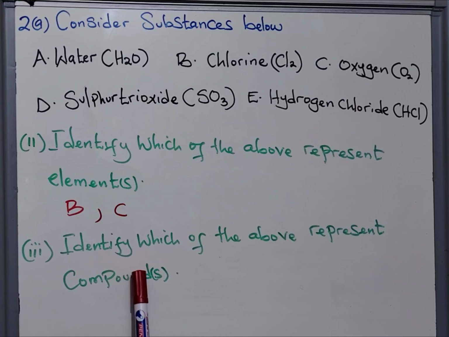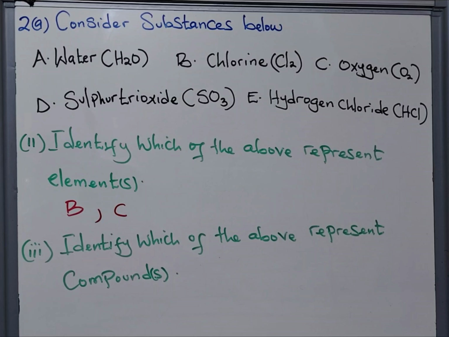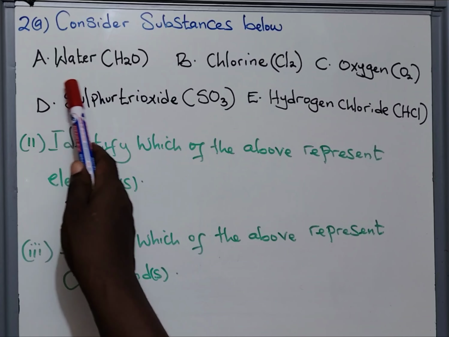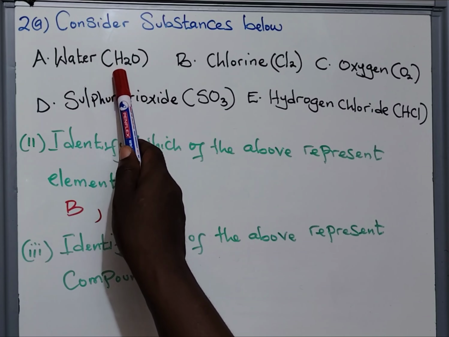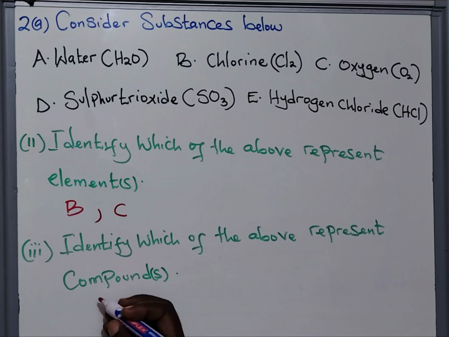So then comes this question. It says, identify which of the above represent compound or compounds. Okay, we have to know that a compound consists of at least two different atoms. So when you look at water, it has hydrogen and oxygen. Those are two different ones. So the first one is going to be A.